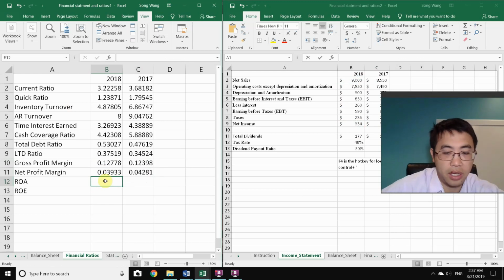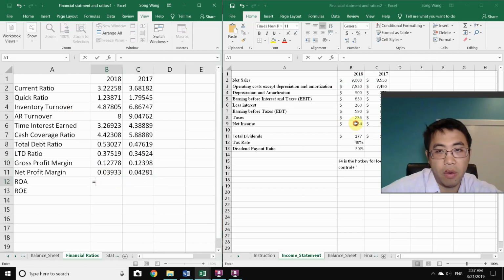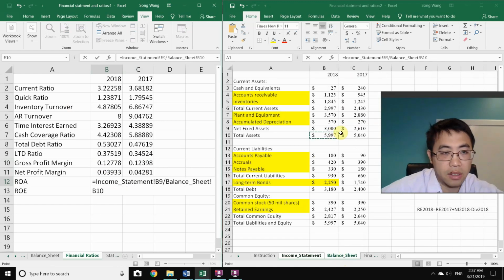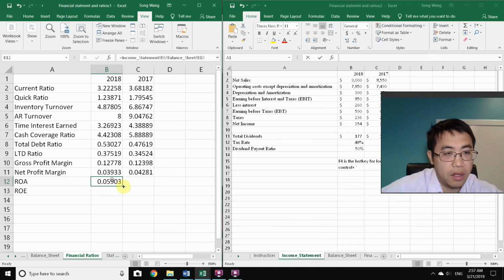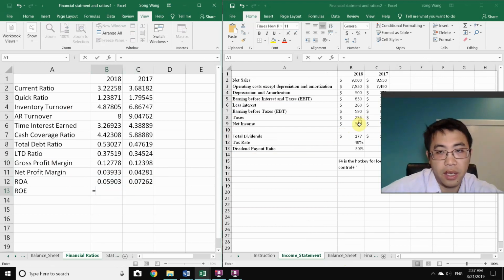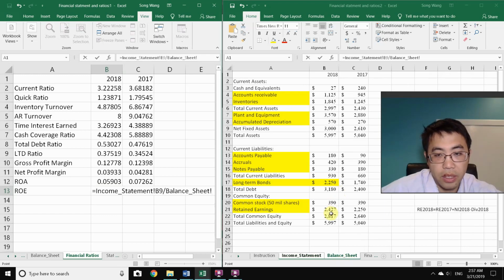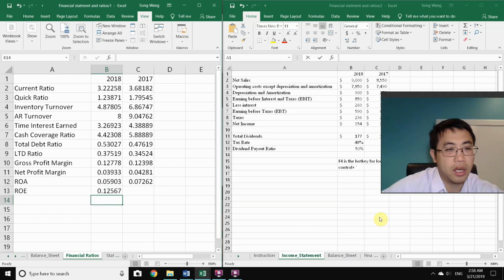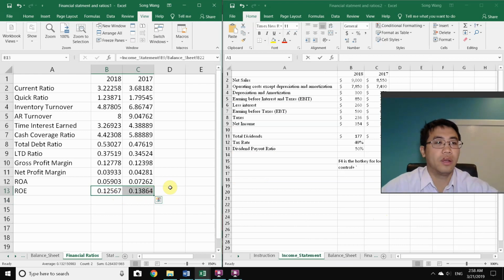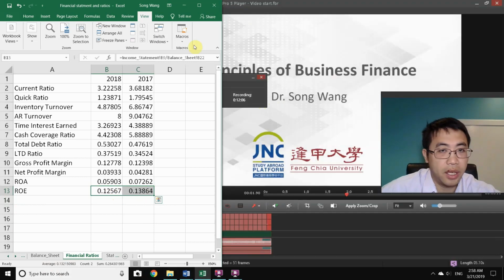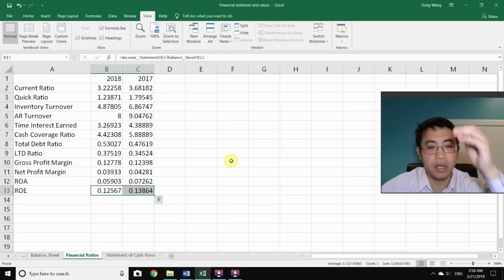My net profit is my net income divided by the sales, and then drag it. Return on assets, it is my net profit, or net income divided by the total assets. Okay, and then drag it. And return on equity, it is the net income divided by the total equity. It's right here, total common equity, and then drag it. Okay, and that's basically include everything here.